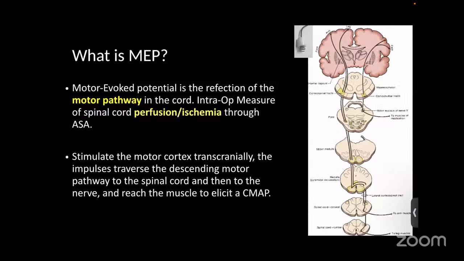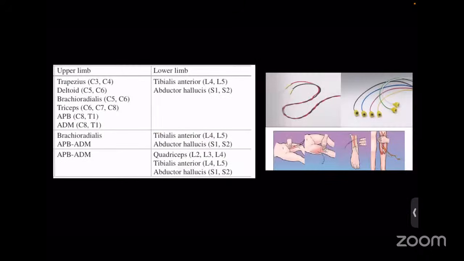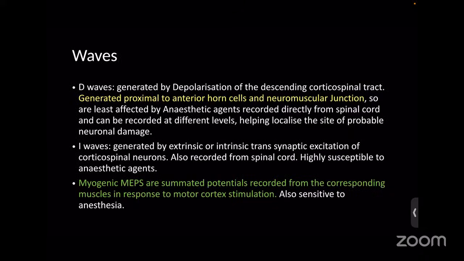MEP is motor, it reflects the motor pathway, also the perfusion and ischemia. We stimulate the motor cortex transcranially, that impulse travels down to the spinal cord, then to the nerve, and finally to the muscle, where we record the response. So here the electrodes are placed at C3, C4 again, but a little anterior to the SSEPs. These are the muscles and the roots, right? These electrodes are placed in specific muscle bellies that you want to read, which will again be covered in detail in the next talks.